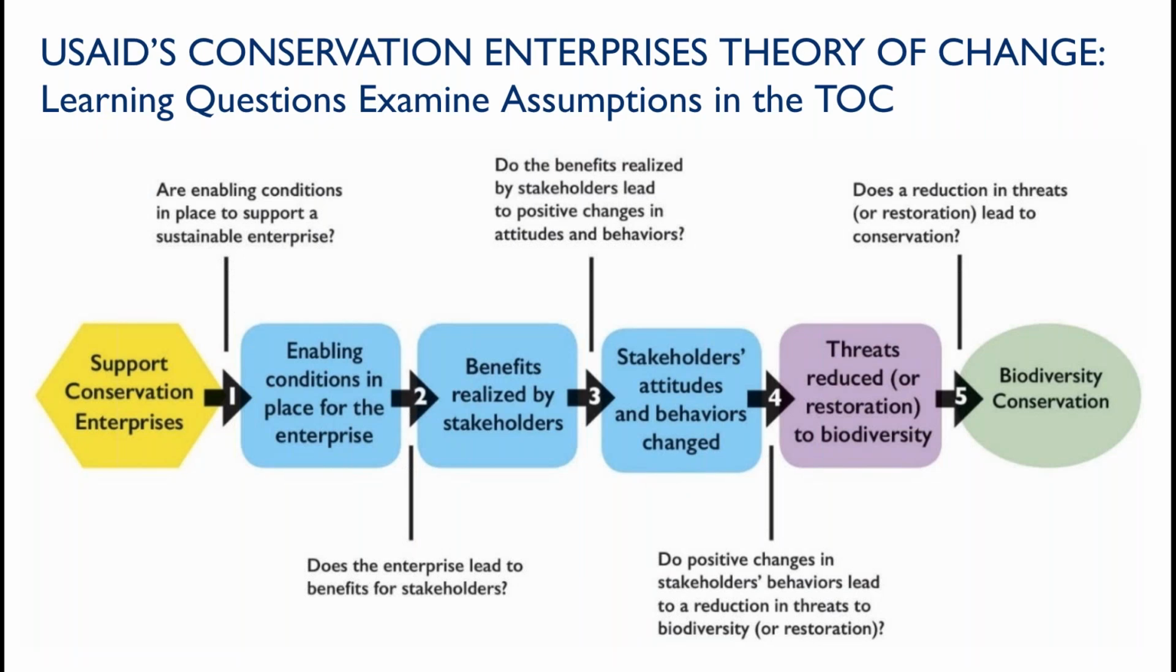So this is just a quick review of the learning questions for the conservation enterprise theory of change. I'm not going to read this off to you, but it's just to emphasize again that all of our presentations will talk a little bit about what our theory of change is for conservation enterprises: that when we actually have the conditions in place to have a functioning business and a functioning enterprise, we assume that will provide benefits to stakeholders, and that if those stakeholders receive those benefits, then there will be an attitude and behavior change that will ultimately reduce threats to biodiversity and lead to biodiversity conservation.